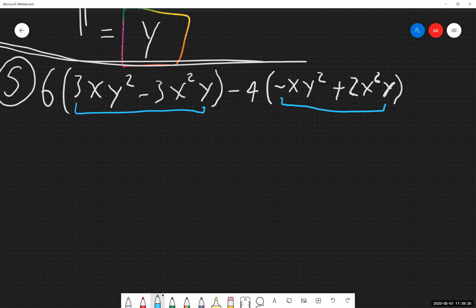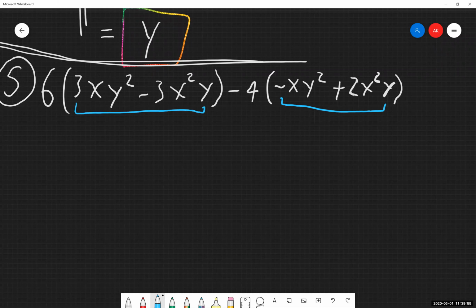So looking at the second set of parentheses, looking for the same thing. Are the like terms at all? Are the variable parts the exact same? Well, similar to the first one, both of them have x's and y's, but the first one has a y squared, the second one has an x squared. So the variable parts are not the same, which means I cannot combine anything together inside that set of parentheses.